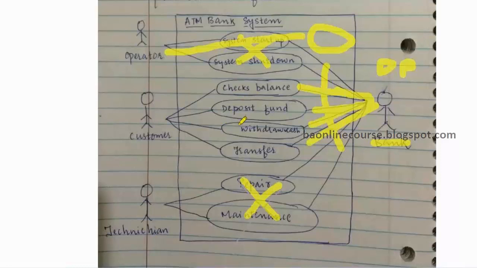I can do any of these, and I can do all of these activities one after the other, and in any order. I can withdraw cash and then check my balance. So there need not be any sequence. The sequencing is not coming out in a use case diagram. It should not come actually.